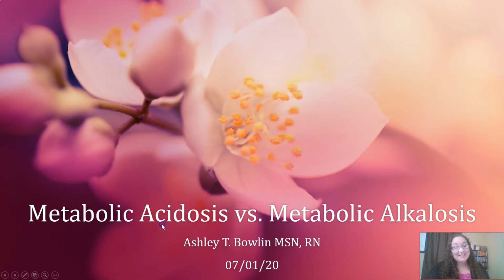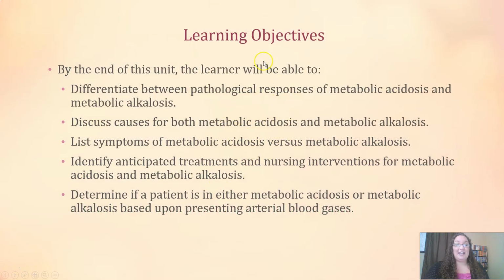So let's get started. The first thing I want to talk about today is the learning objectives. By the end of this unit, I want the learner to be able to differentiate between pathological responses of metabolic acidosis and metabolic alkalosis, discuss causes for both, list symptoms of metabolic acidosis versus metabolic alkalosis, identify anticipated treatments as well as nursing interventions for both, and determine if a patient is in either metabolic acidosis or metabolic alkalosis based on presenting arterial blood gases.